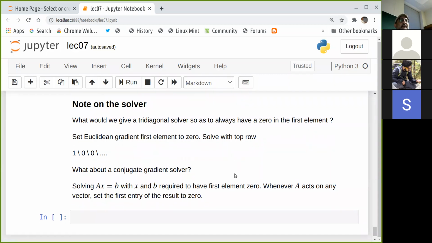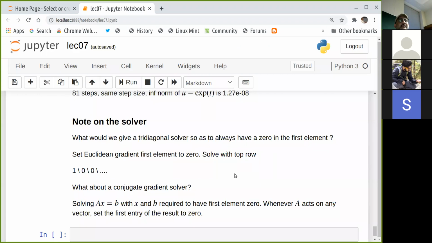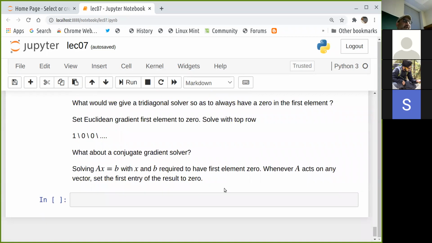And if you want to use a conjugate gradient solver, in a conjugate gradient you keep using this operator, D0 transpose D0 plus D1 transpose D1. Whenever it acts on a vector, you should say, whatever vector I'm getting as a result, its first entry should be 0, and that will work for you.